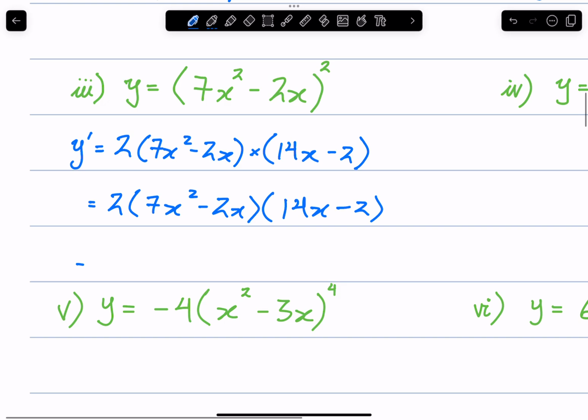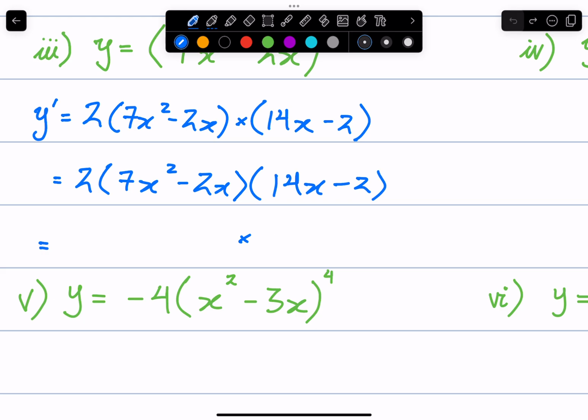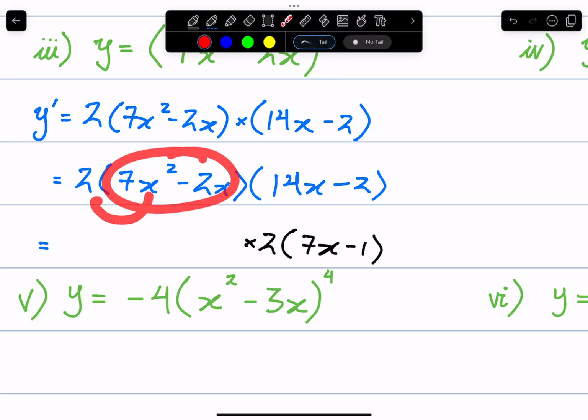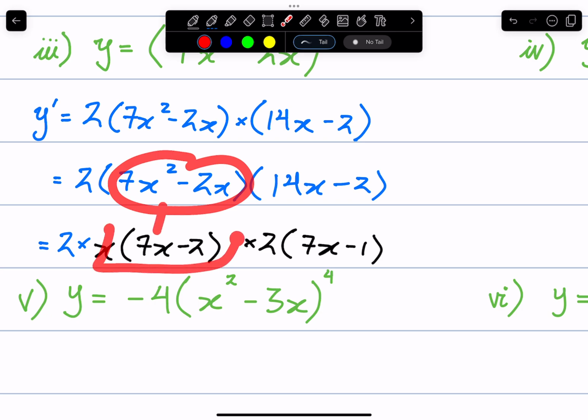And just to exercise our algebraic skills, notice how in this one we can factor out a 2. So this is going to be times 2, let's use a different color to show, times 2 bracket 7x minus 1. And in this one here, we can factor out an x. So it'll be 2 times x outside of 7x minus 2. So factoring this one, we get this.